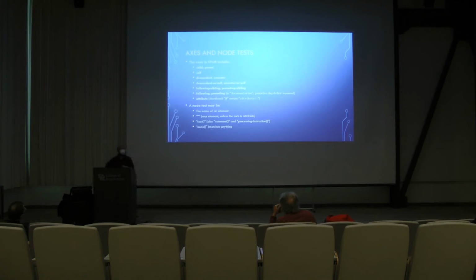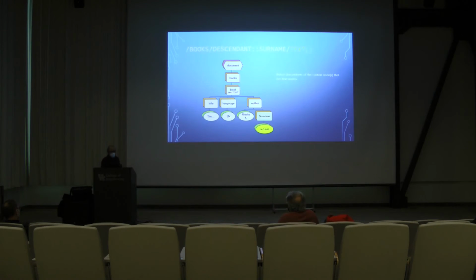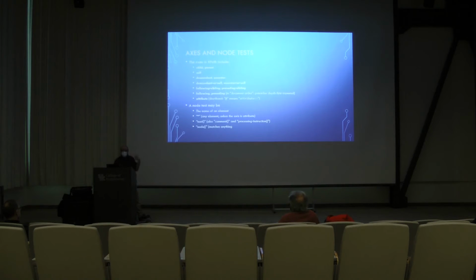Document order is just a pre-order depth-first traversal of the entire tree. So parents precede their children. A node will precede all of its siblings' descendants, and so on. And then finally, attribute. Going back to this, I didn't mention it before, but the book node here, the third one down, has an attribute, year equals 1969. So you can specify that you care about the attribute itself and not the element as a whole by using the attribute axis, which has an abbreviation.